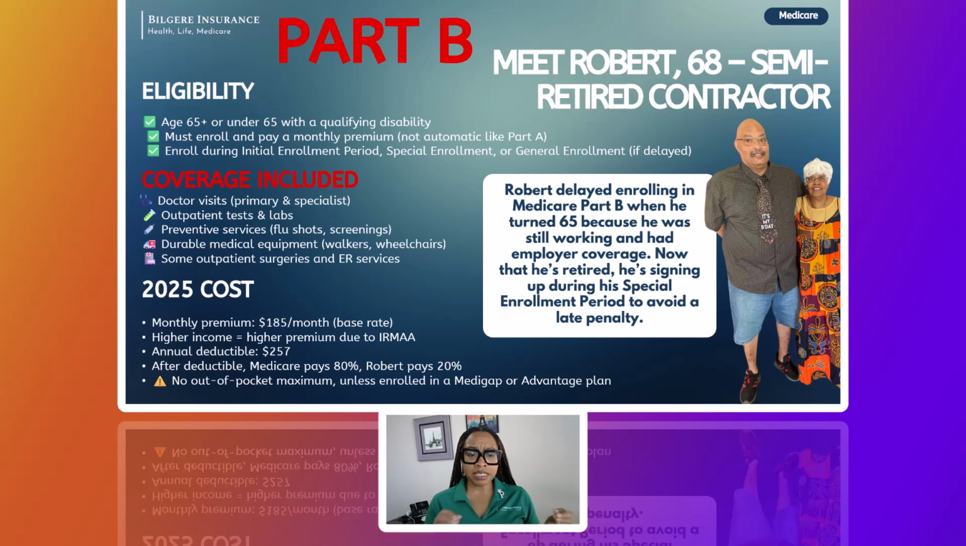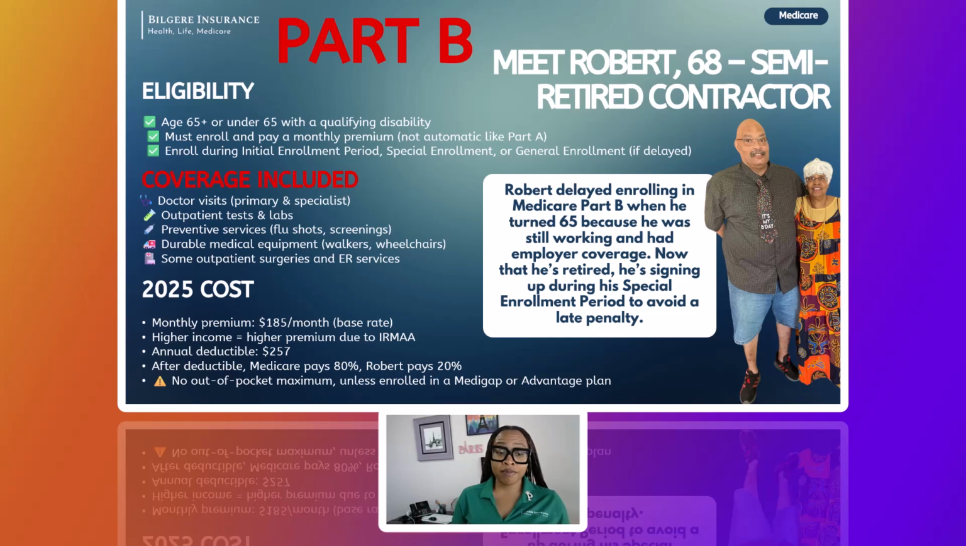With Part B, it's a little different. You must enroll and pay a monthly premium. It's not automatic like Part A. You have to enroll during certain times. There's initial enrollment period, there are special enrollment periods, and then there's general enrollment if delayed, kind of like this situation here. Part B covers your doctor's visits, covers your outpatient tests and labs, preventative services, durable medical equipment, and some outpatient surgeries and ER services.